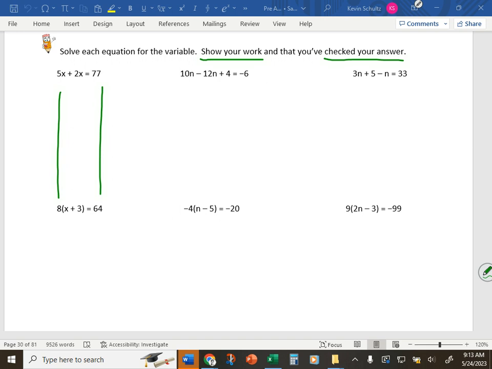How do I show my work? Well, look at the notes you did on the previous page. If you wrote what I wrote down, that was showing work. How do I check my answer? Like we did. What I put up there in blue, when I plugged my answer back in for X to prove that it worked, that's checking your answer. I need to see both of those things tomorrow for full credit.